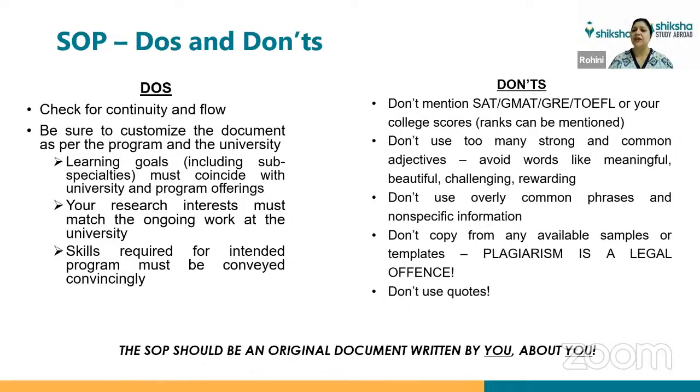What are the don'ts? Don't mention SAT, GMAT, GRE or TOEFL scores or your college scores, though ranks can be mentioned. If you are a rank holder, you can mention that. Don't use too many strong and meaningful adjectives. Avoid words like meaningful, beautiful, challenging, rewarding, etc. Stick to the facts. Stick to the specific. Don't use overly common phrases or non-specific content.